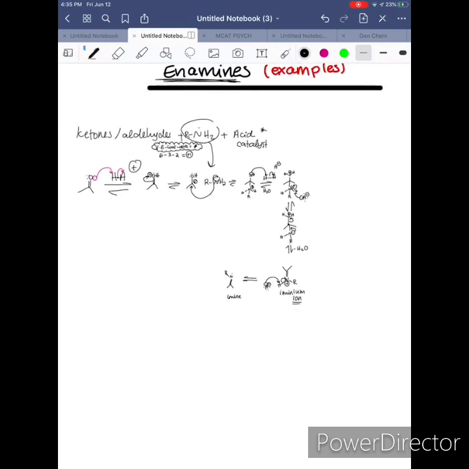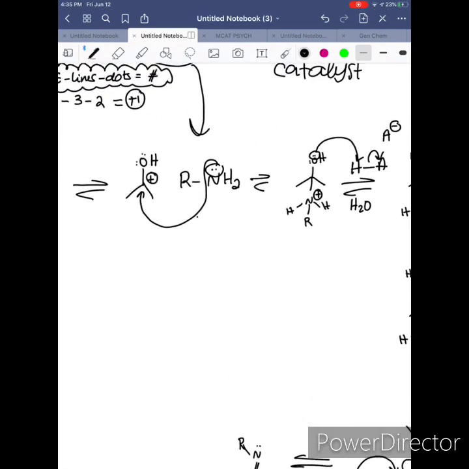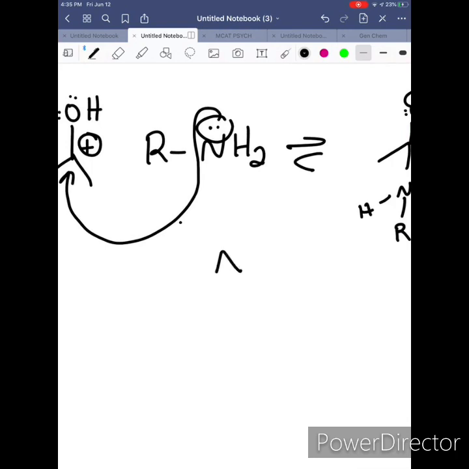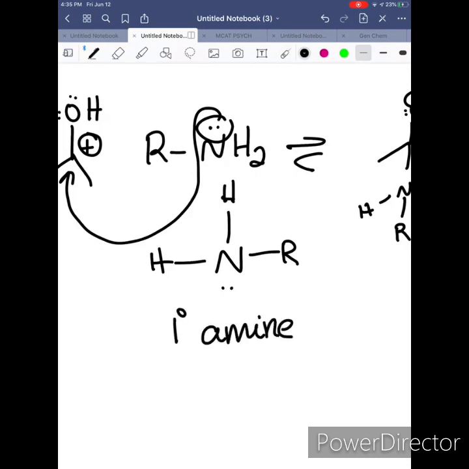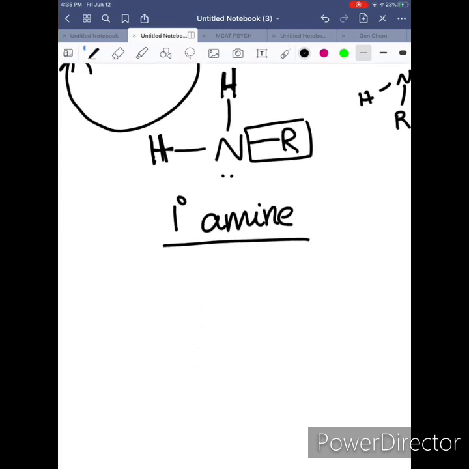So this is called an imine. And I'm just going to go ahead and explain one little thing right here. This nitrogen has hydrogen, hydrogen, R group, and 2 lone pairs. This is called a primary amine. It's primary because only one of its constituents is an R group. The other 2 are hydrogens, right?